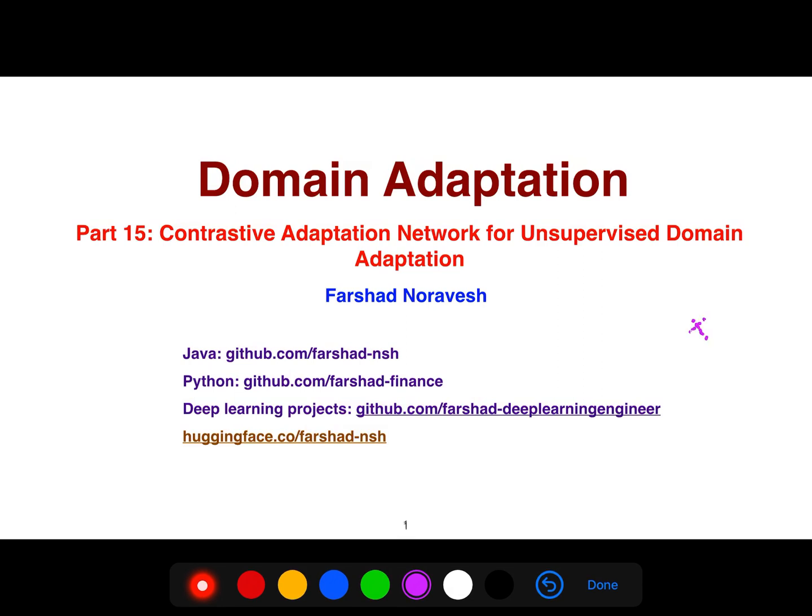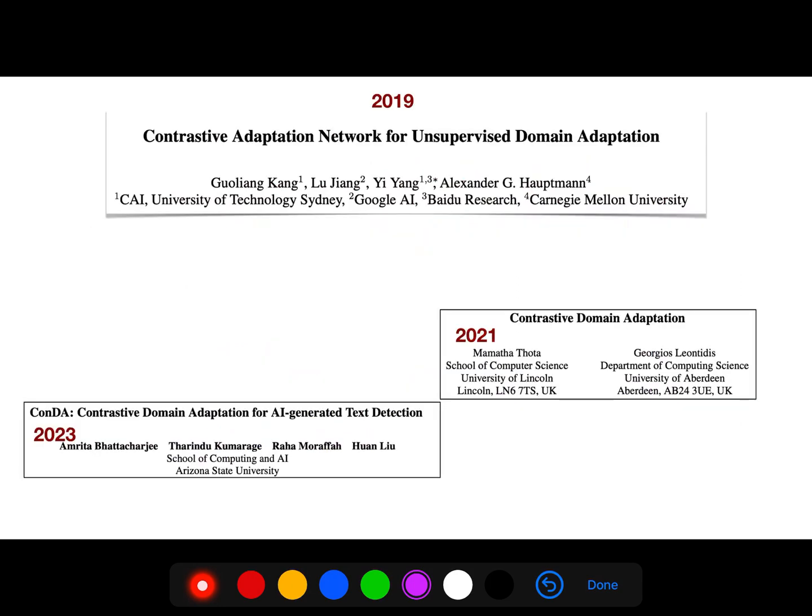Alright, so in this video I'm gonna be explaining another article about domain adaptation. As I said, unsupervised domain adaptation is the challenge, because supervised domain adaptation, we don't even care, it is already solved. And we are using a contrastive approach for that. And it is from Carnegie Mellon. This paper is from 2019.